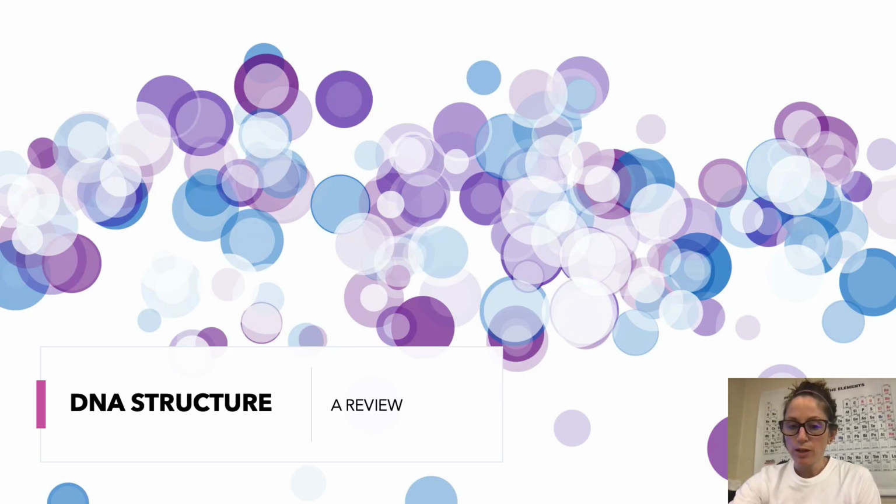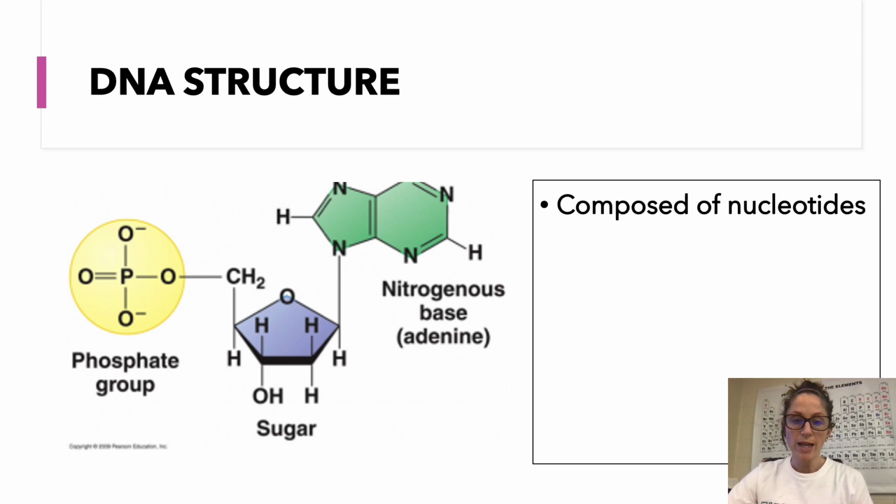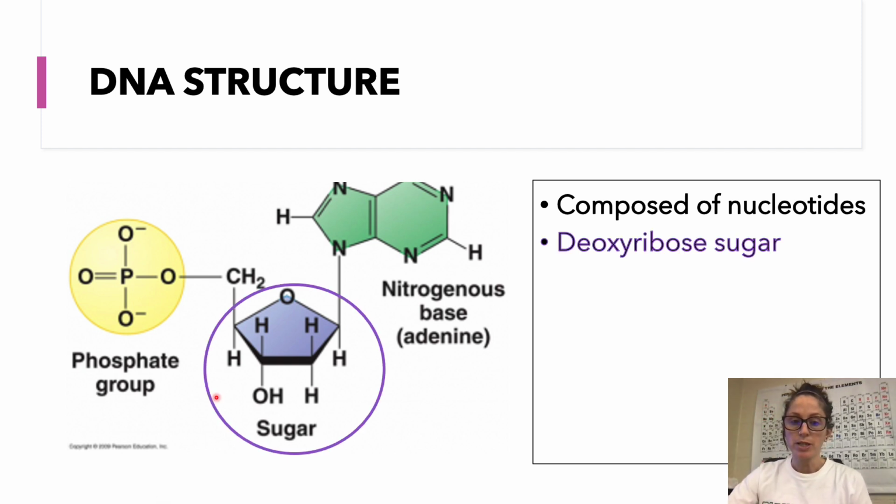In this video, we are going to review the structure of DNA. A lot of this we learned in our first unit when we looked at nucleic acids, specifically DNA. So recall that DNA is made up of nucleotides, and each nucleotide is made up of three things. Let's remind ourselves what that is.